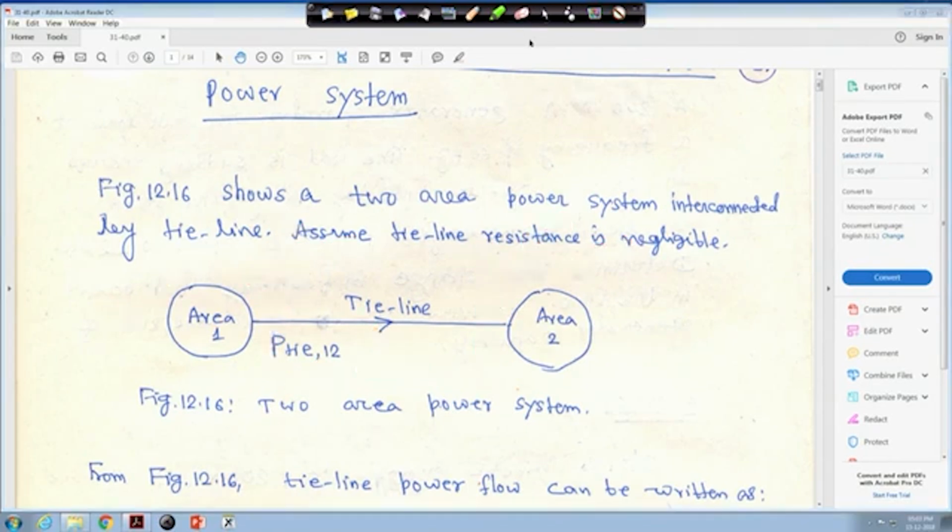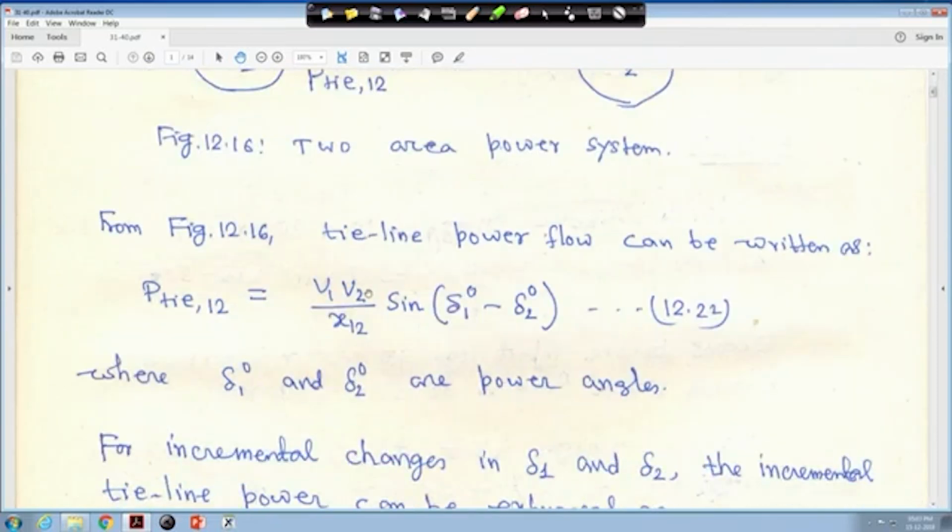We can write the tie line power flow, with a superscript 0 initially, as P tie 1 2 superscript 0 equals V1 V2 upon X12 times sin of delta 1 0 minus delta 2 0. X12 is the reactance of the tie line, and V1 and V2 will remain constant.